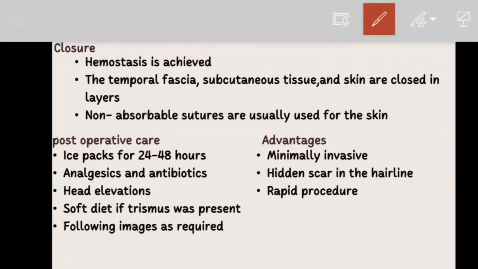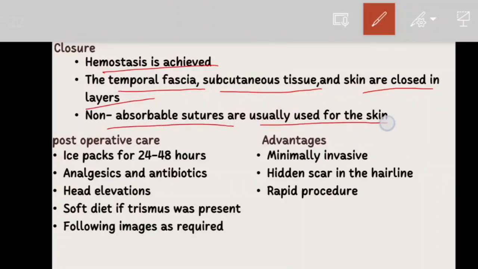Now the next one is closure. For closure, hemostasis is achieved. The temporalis fascia, subcutaneous tissue and skin are closed in layers. Non-absorbable sutures are usually used for the skin.